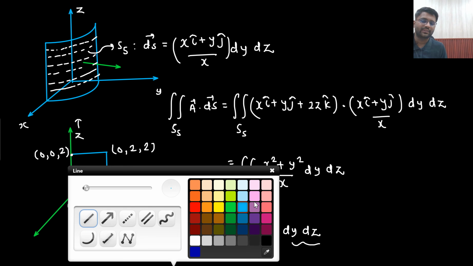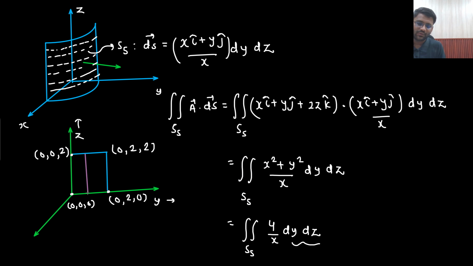What you will do, you will take a strip. You know that y is going from 0 to 2, z is also going from 0 to 2. Is that clear to you? Some guy would be thinking, sir, let's put x equals 0 because you are doing the calculation on the yz plane, no? On the yz plane, the value of x is 0.